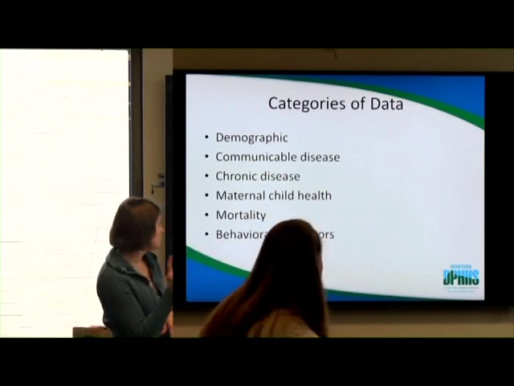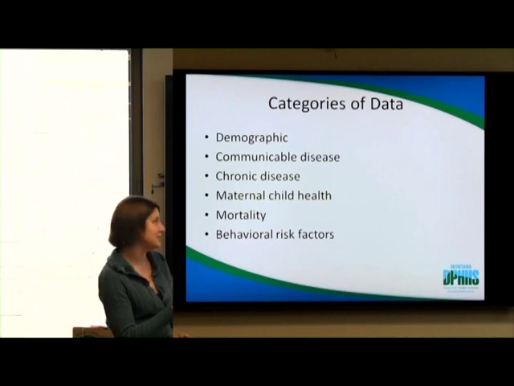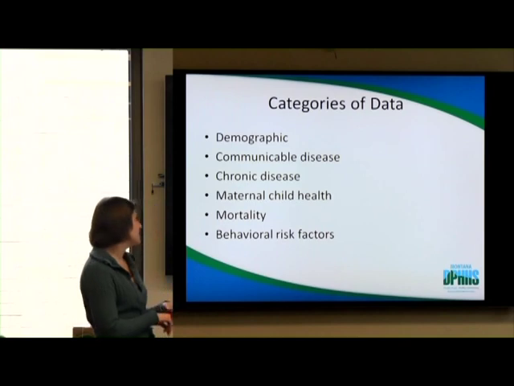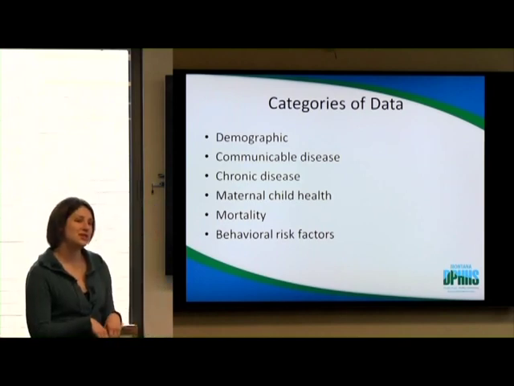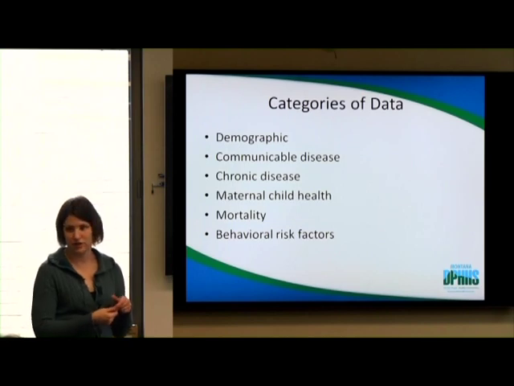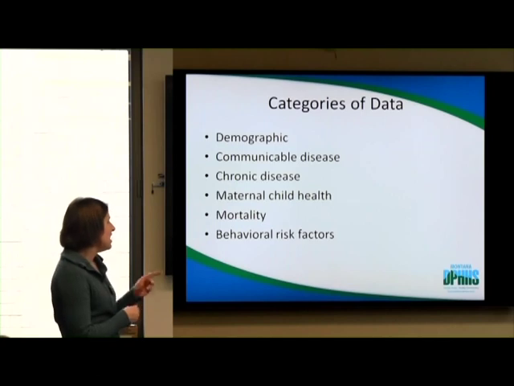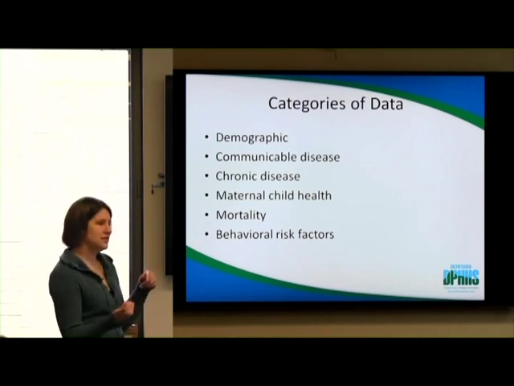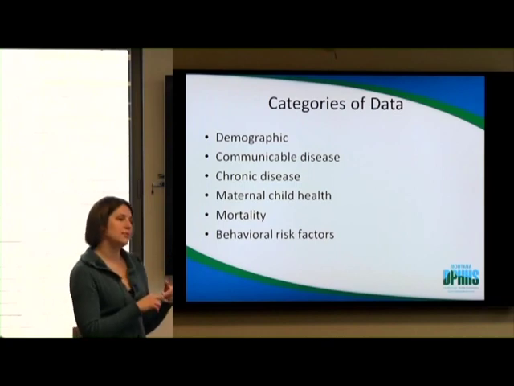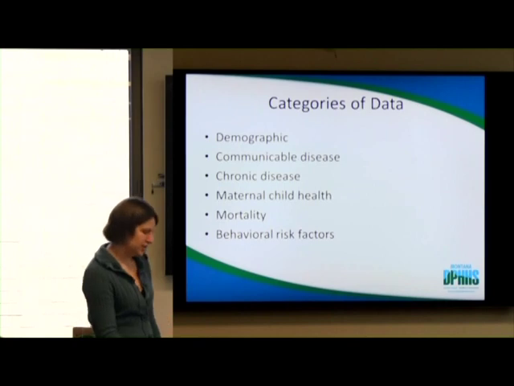And these are the broad categories covered by those. Demographics, which we mostly got from census. Communicable disease, of course, which is the reportable stuff, and immunizations. Chronic disease, which is mostly measured by the Behavioral Risk Factor Surveillance System, hospital discharge, and vital statistics. Mortality, of course, is vital statistics. The maternal and child health, which is mostly birth record data, and behavioral risk factors, which we already talked about too.